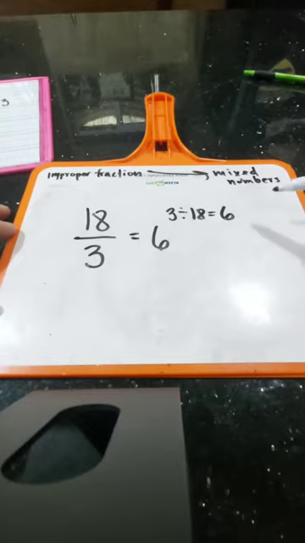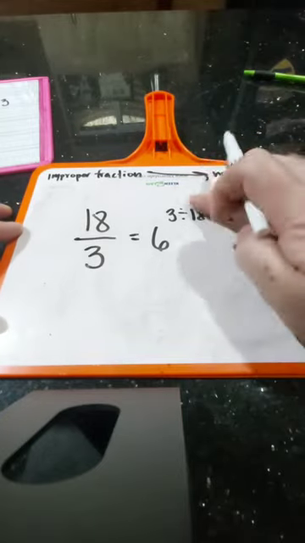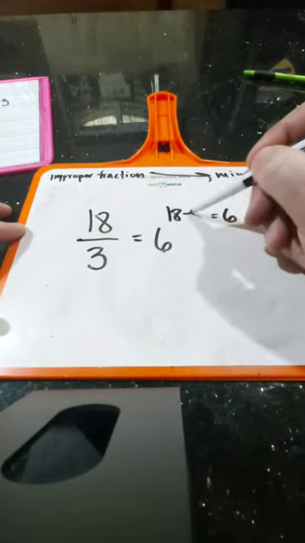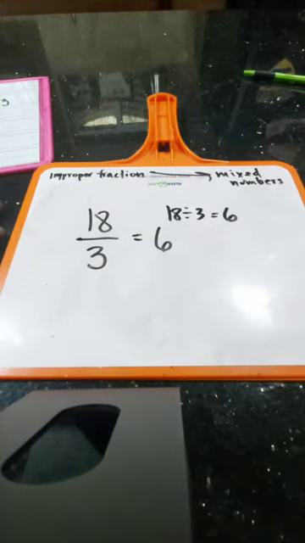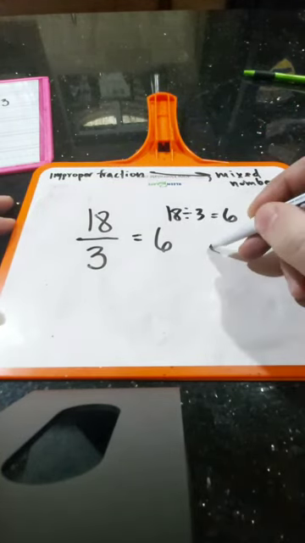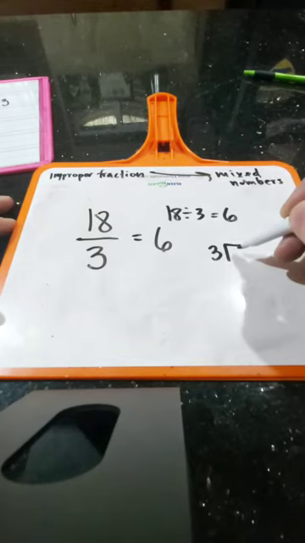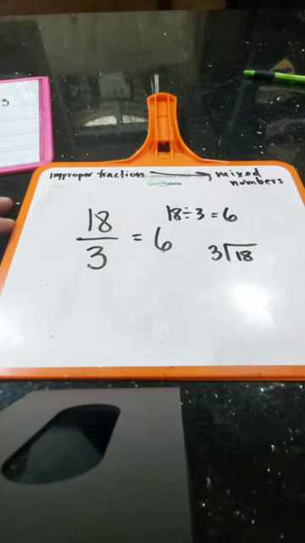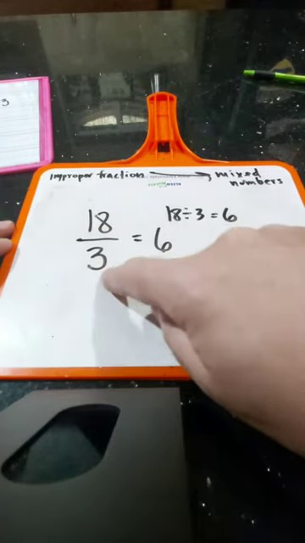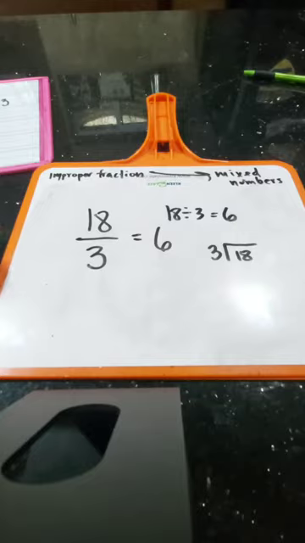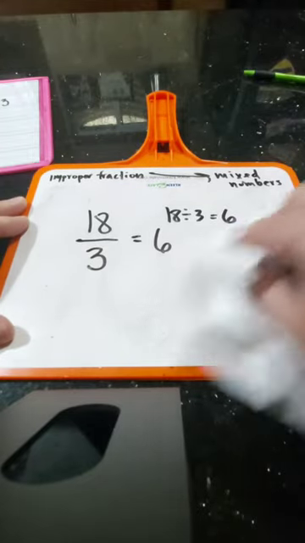And we know that because 18 divided by 3 equals 6. The other way that you can write that is like this. Does that make sense, guys? So that's a whole number. 6 times 3 equals 18. So that was the answer to number 3.